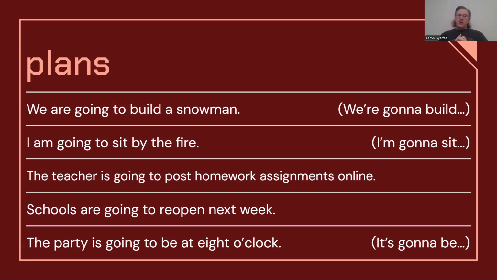The teacher is going to post homework assignments online. That's the teacher's plan. The teacher emailed you and said that he or she is going to do that. Schools are going to reopen next week. So the schools are closed right now, but the plan is to reopen. So they are going to reopen.